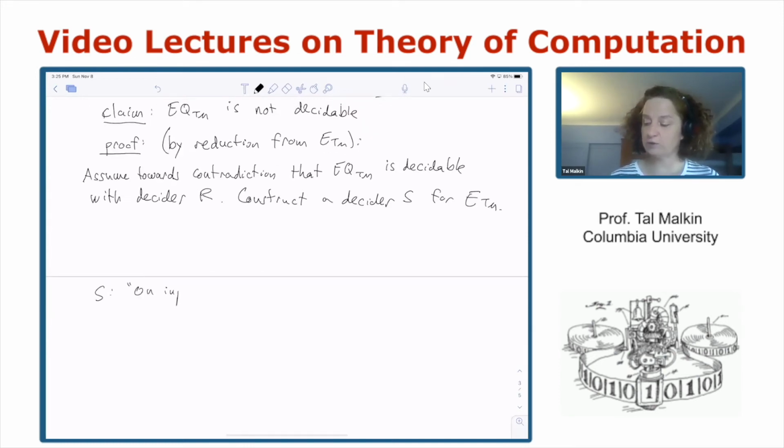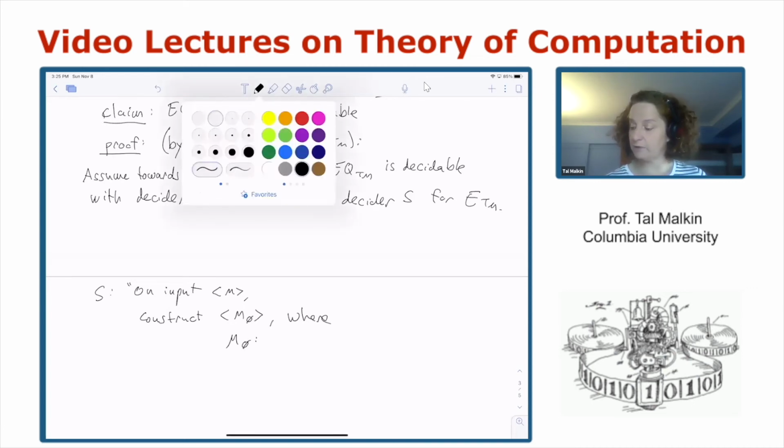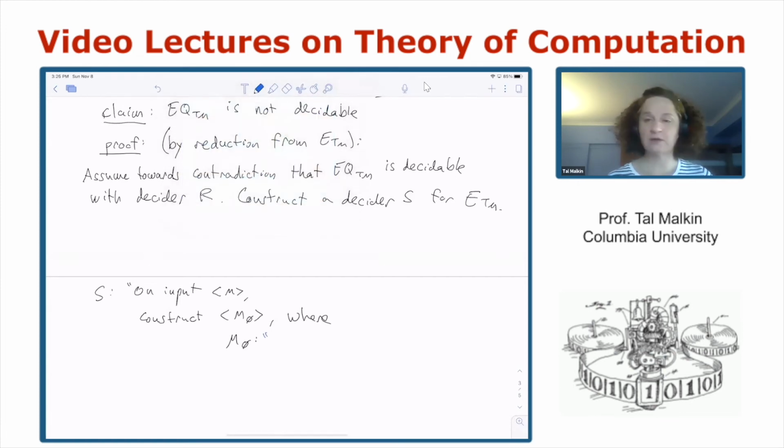S will decide ETM, assuming R was a decider for the equivalence problem. On input M, first construct the code for some machine I'll call M empty set, where M empty set works as follows. I'm using blue to denote I'm just writing this piece of code. I'm not running it on anything. So M empty set on input X: reject.